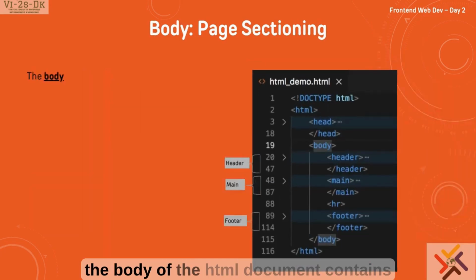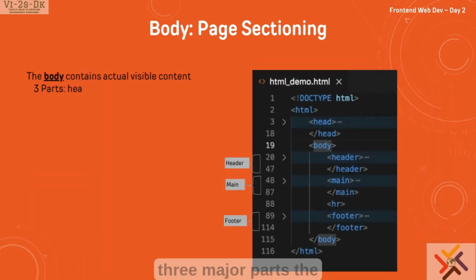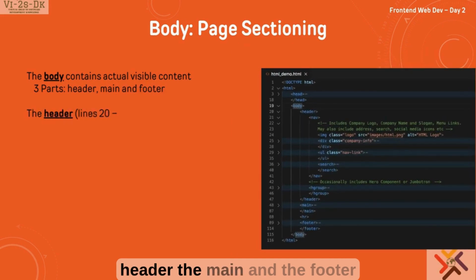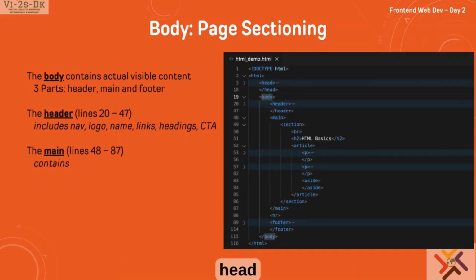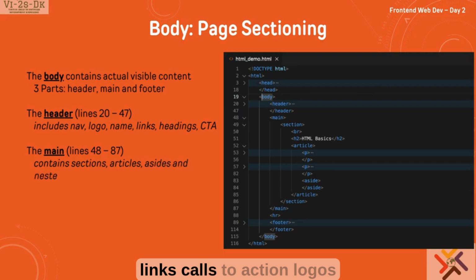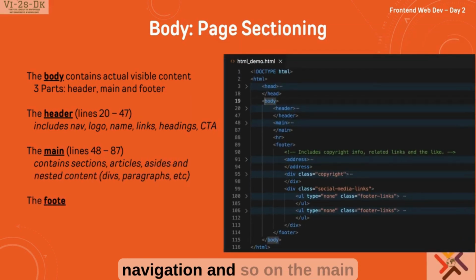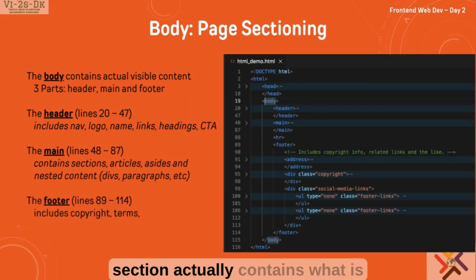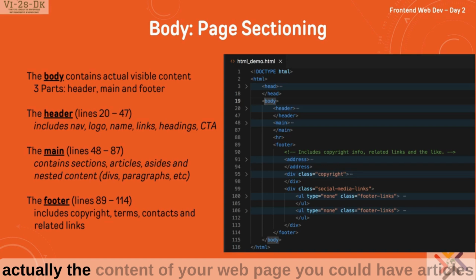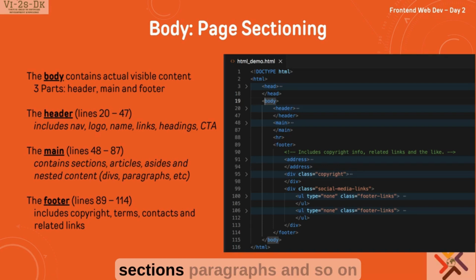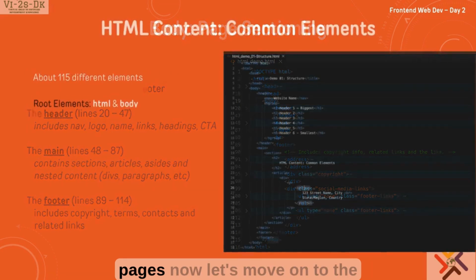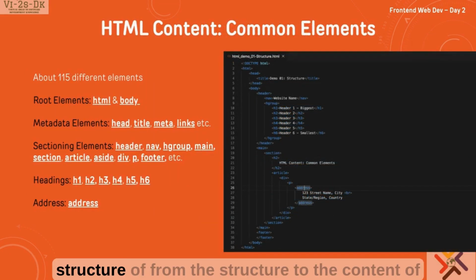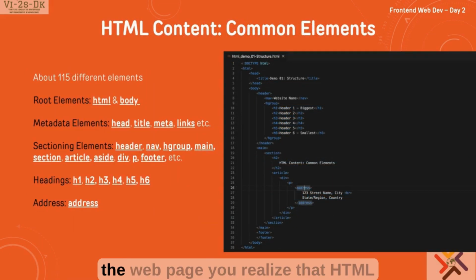The body of the HTML document contains three major parts: the header, the main, and the footer. The header has information about links, calls to action, logos, navigation, and so on. The main section contains the actual content of your web page. You could have articles, sections, paragraphs, and so on, while the footer includes stuff like copyrights and other links to other pages.